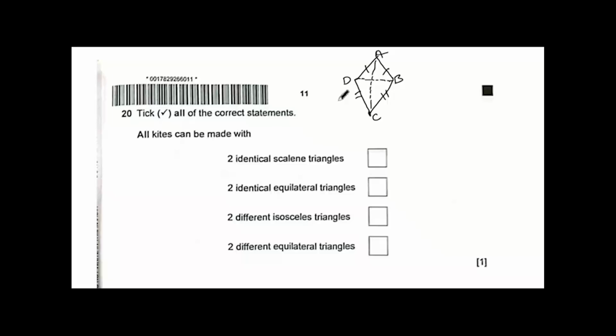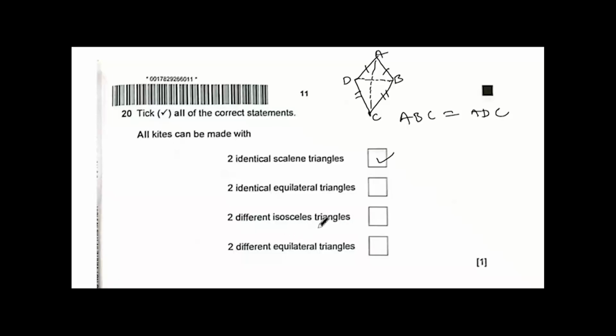Okay, so the first statement here: 2 identical scalene triangles. Yes, so we have one scalene triangle A, B, C, and the other one is A, D, C. So that is correct. 2 identical equilateral triangles. If you consider the longer diagonal, the 2 triangles are not equilateral, and if you consider the shorter one too, the 2 triangles are not equilateral. So we leave this.